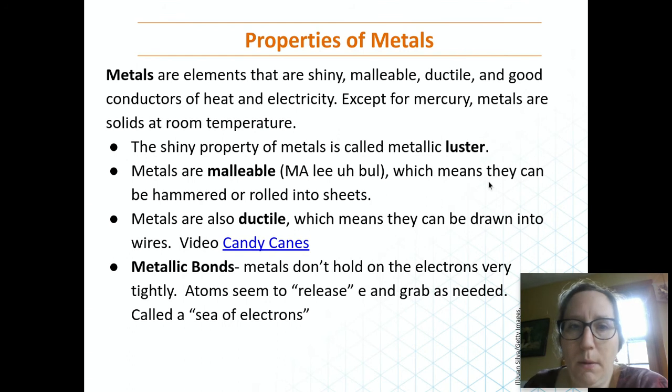These are very important vocabulary words here. So metals are shiny, ductile, malleable, and good conductors of heat and electricity. Okay, they are all solids at room temperature except for mercury. That is the only exception.